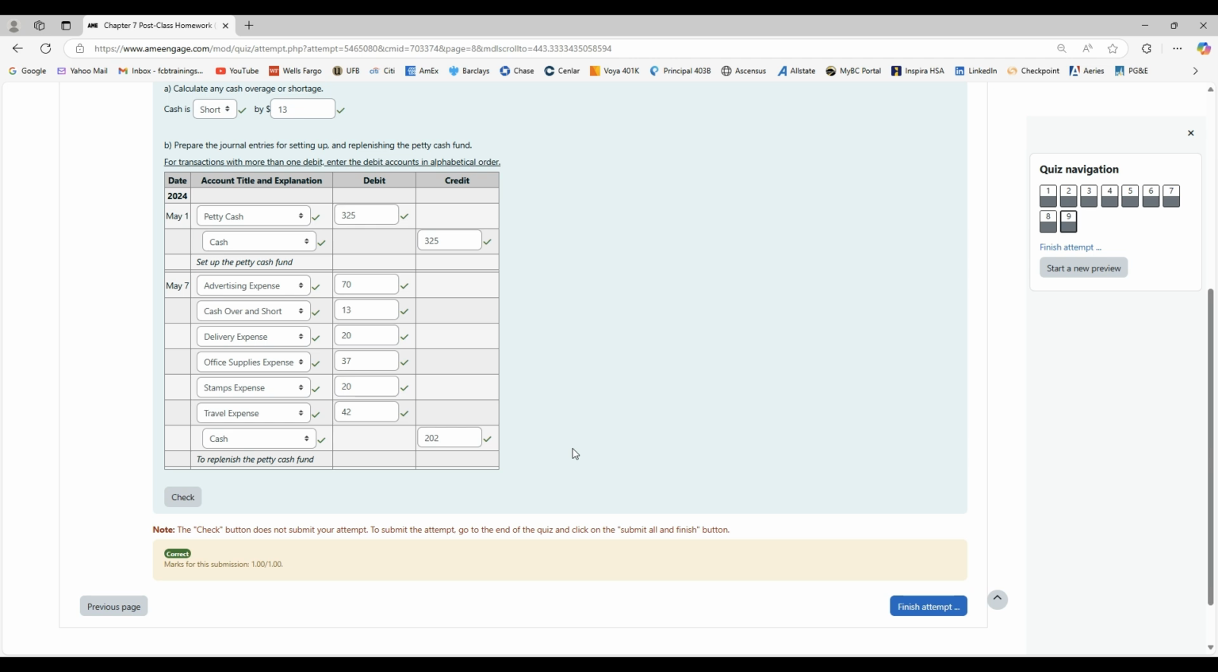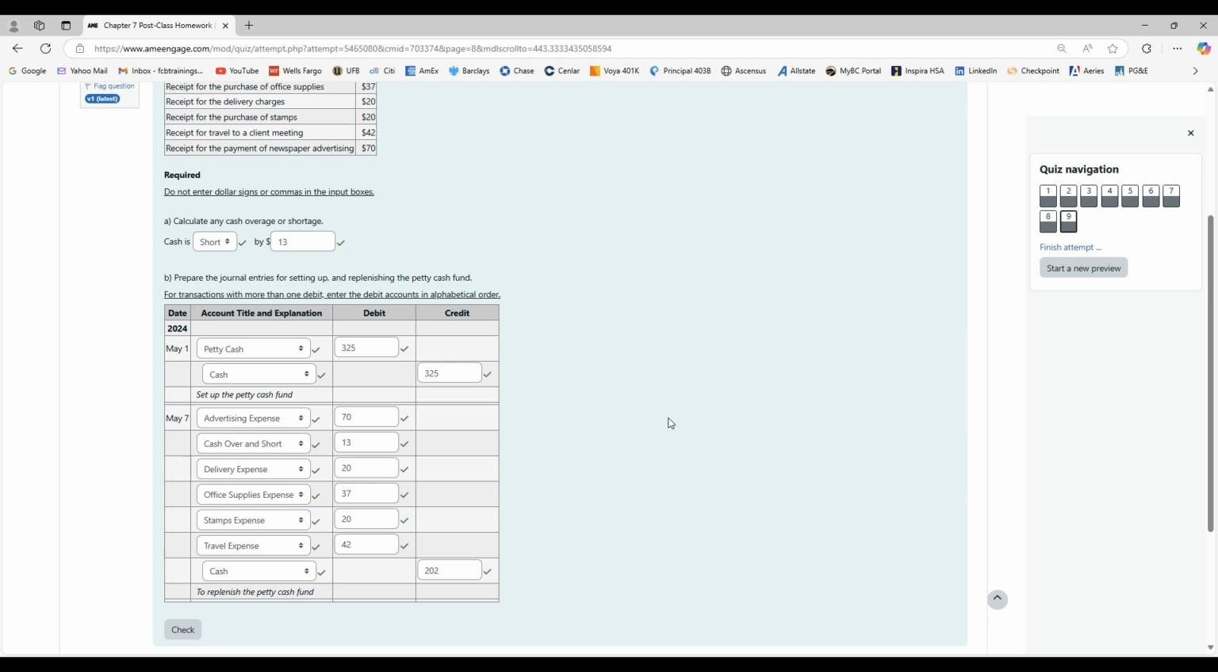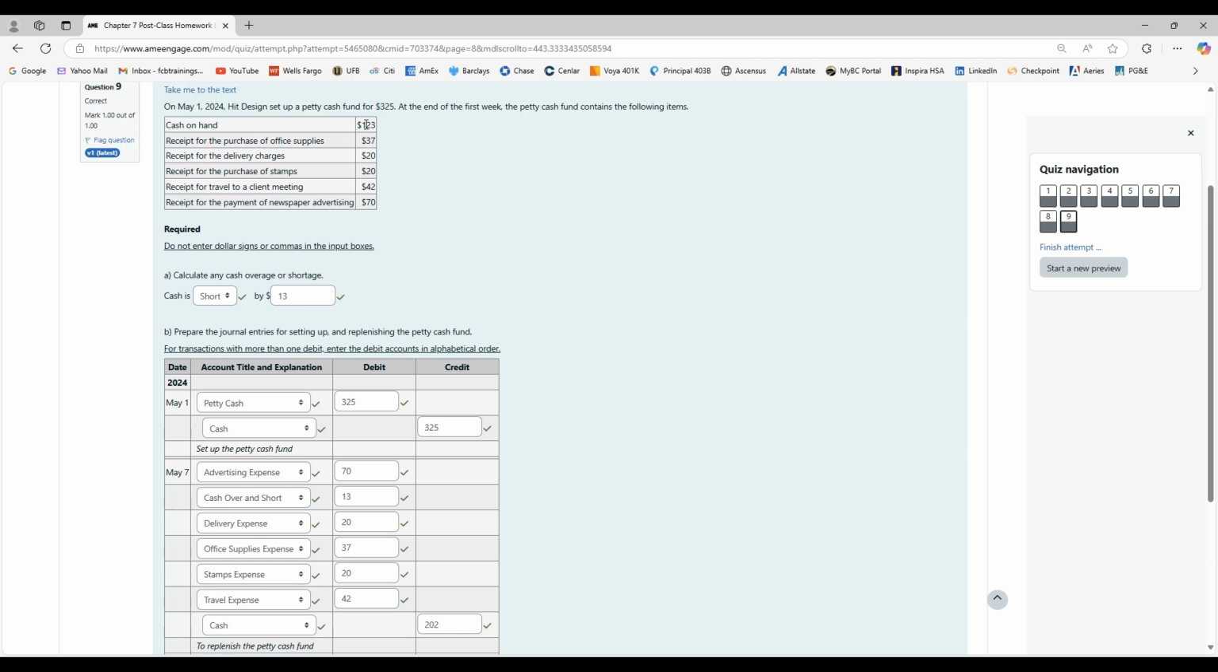Cool. All right. Well, that is all of the homework problems, and I hope you all found that helpful. I think the trickiest thing on here, I mean, the bank recs are just kind of a process of learning all the reconciling items, but the trickiest thing on the petty cash problems is just coming up with that cash over or short. So practice that.